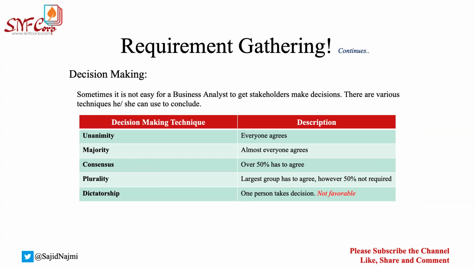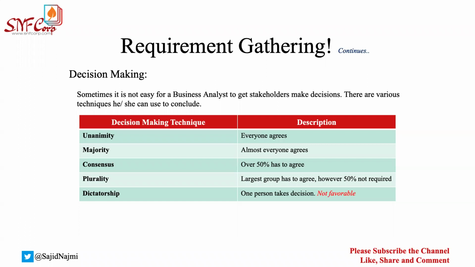So there are 5 techniques. First is unanimity. What does it mean? Everyone has to be agreeing on this one. If everybody is agreeing, we are taking the decision, right? How do you do that? You can do a poll. You can do anonymous chat polls or whatever. There are different ways of doing all those things.